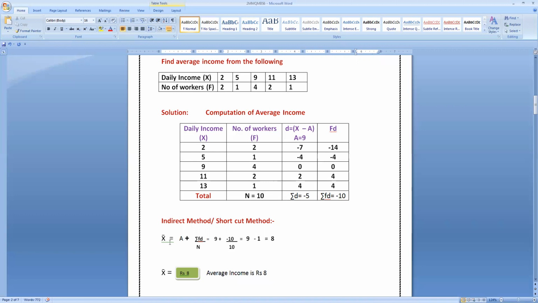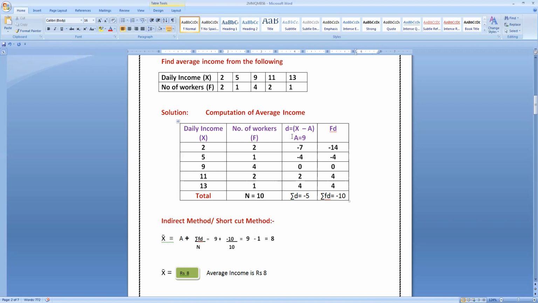In the case of the shortcut method, mean is nothing but A plus sigma fd by n. A means the assumed value, from which we take the deviations. Deviations can be taken from the actual mean or from the assumed mean. So in the indirect method, we solve using the deviation from the assumed value. So here one D column has to be constructed.